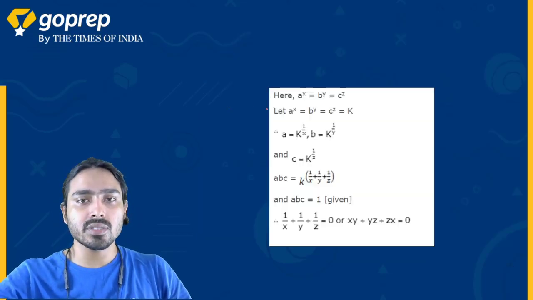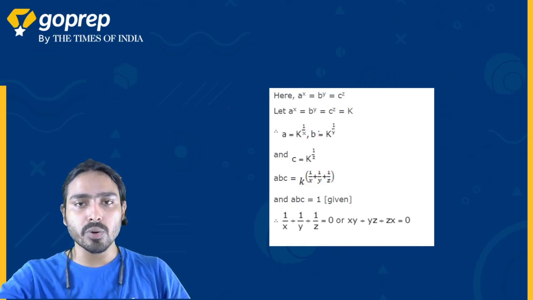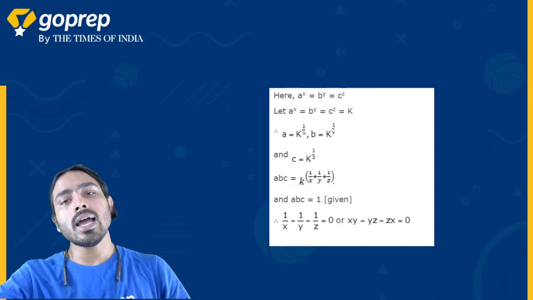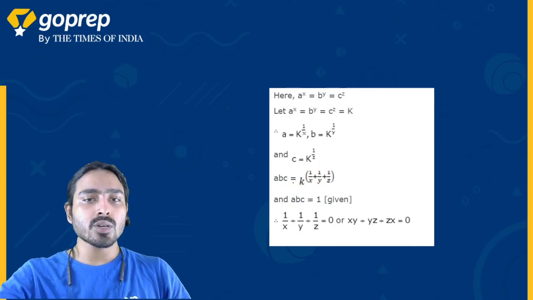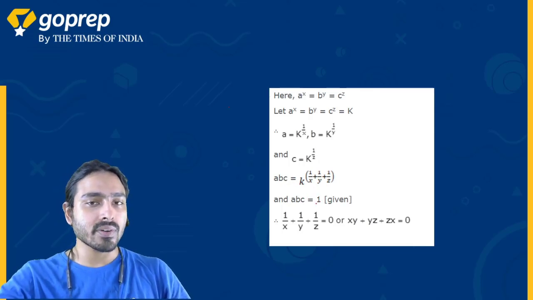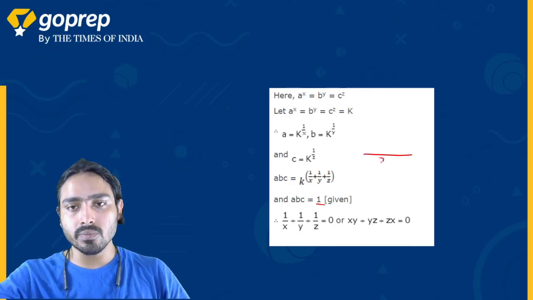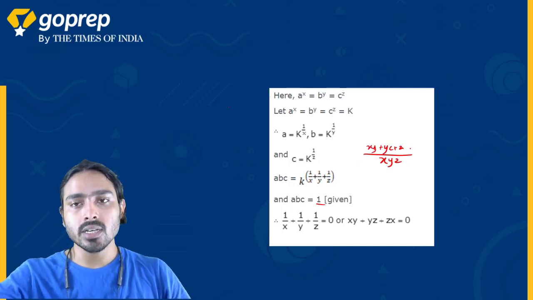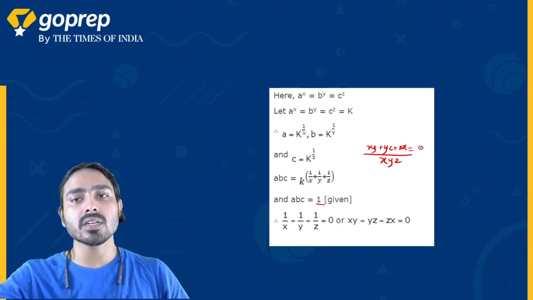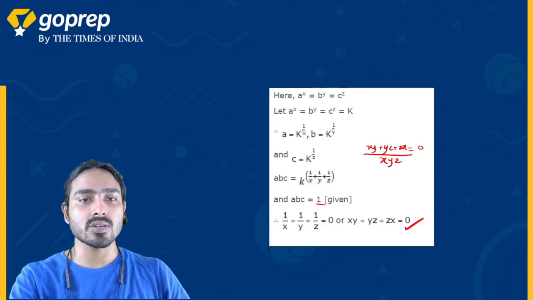So finally, if you just look at this, a to the power x, b to the power y, and c to the power z is equal to k, then you put the powers on the right hand side. So it will become 1 upon x, 1 upon y, 1 upon z. Now, you will add all these powers, since a, b, c will be multiplying. If it is given that abc is equal to 1, guys, you can already see that the denominator will be xyz and the numerator will be xy plus yz plus zx. So if this is equal to 0, that means the numerator is equal to 0. Therefore, we can conclude that 0 is the right answer.